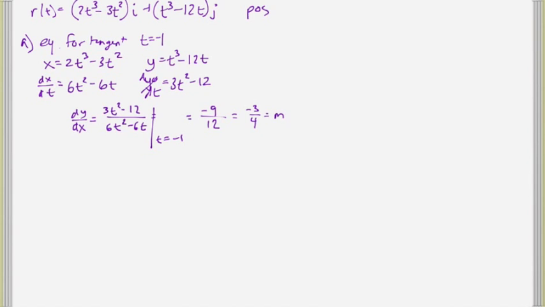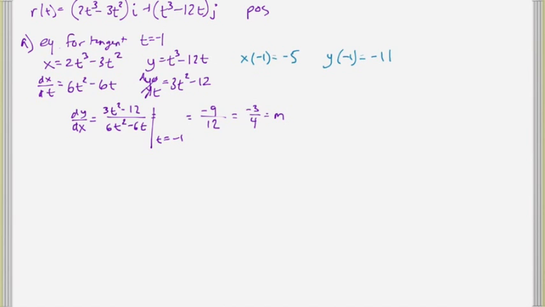And I can reduce that down then to -3/4. So that's our slope. What else do we need to write an equation of a line? A point. So we need to take our time and plug it into x and y. So let's see, that's -2 minus 3, so -5. And plug it into y gives -1 minus 12, -13. Nope, it'd be plus 12. And this is a line tangent.